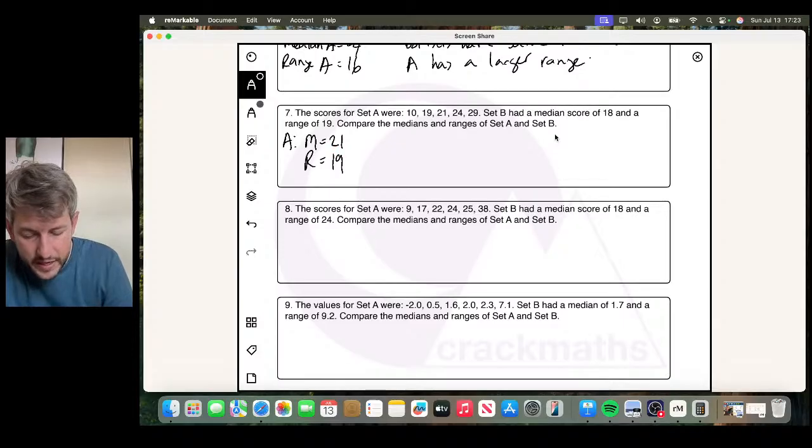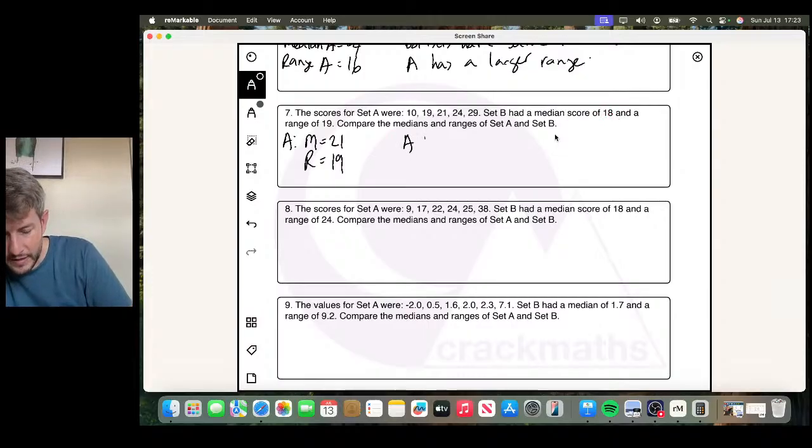Okay. So for B, we had a median of 18 and a range of 19. Okay, so A has a higher median. Both have the same range.